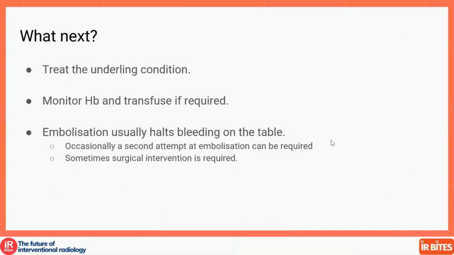Embolization usually halts bleeding on the table. Okay, it's usually an instant gratification. Patient stabilizes, all is good with the world. But sometimes they can bleed again afterwards. And in those cases, you can go back and try and do a second attempt. Sometimes, though, surgical intervention is required, and there's not two ways about that.